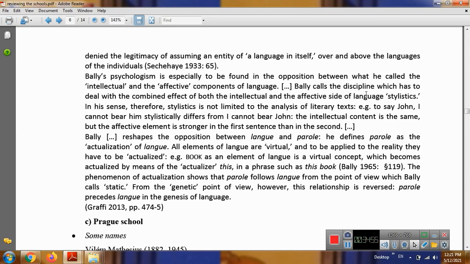Bailey calls the discipline which has to deal with the combined effect of both the intellectual and the affective side of language stylistic. In his sense, therefore, stylistic is not limited to the analysis of literary texts. Like to say "John, I cannot bear him" stylistically differs from "I can't bear John." The intellectual content is the same, but the affective element is stronger in the first sentence than the second.